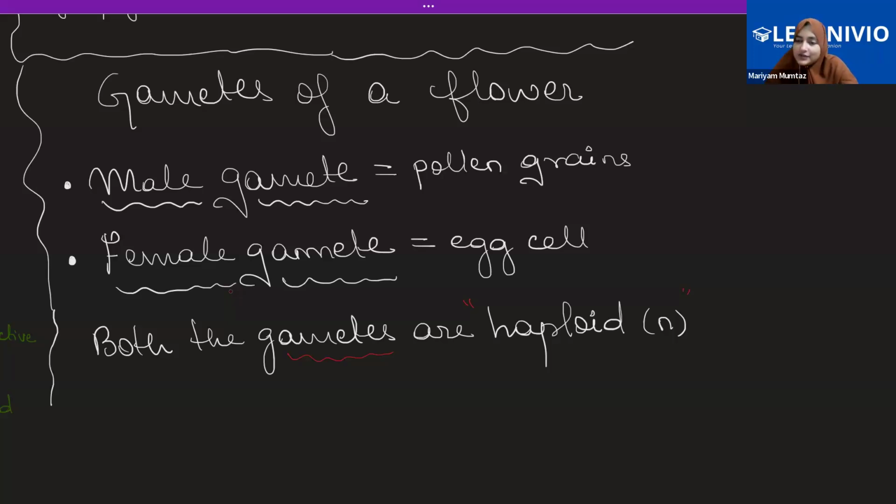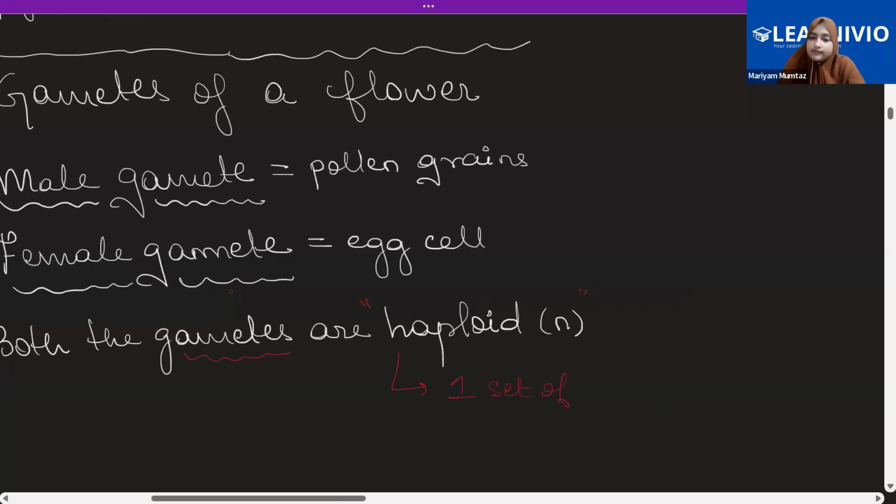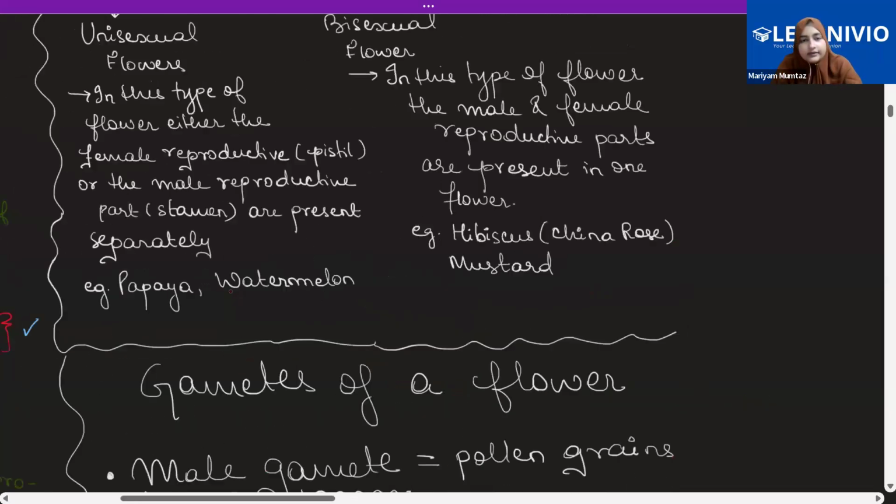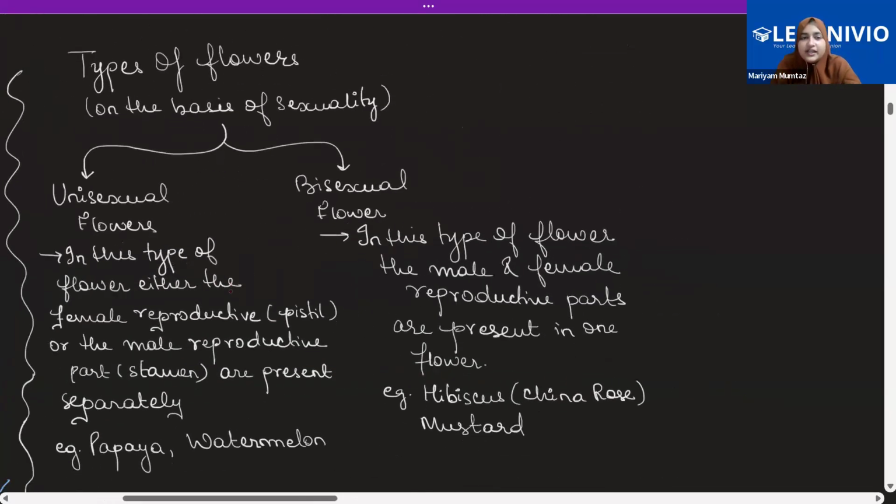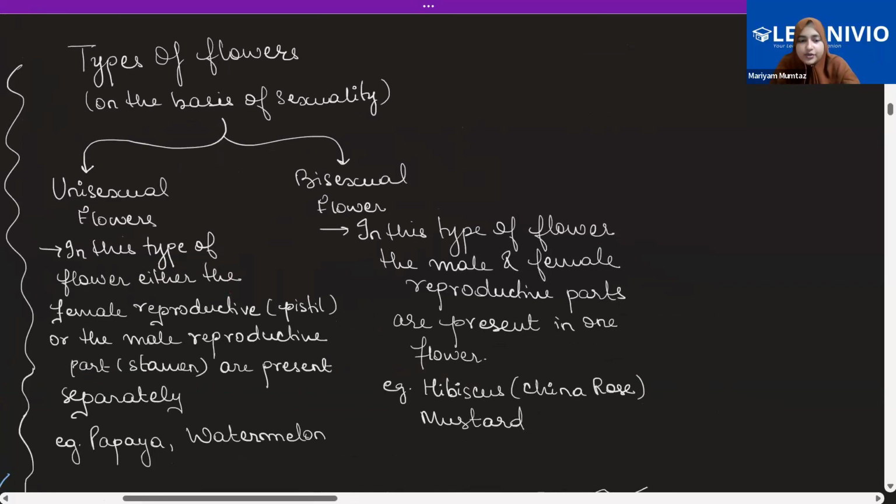Diploid means two sets of chromosomes. Sets of chromosomes. Always remember, this is very important. So it has one set of chromosomes. Clear, students? Yes, ma'am. All right. Now you note down this much, then we will see the fertilization process.